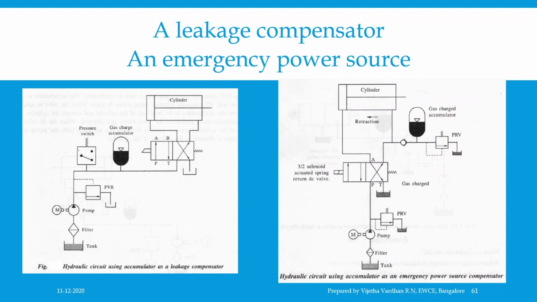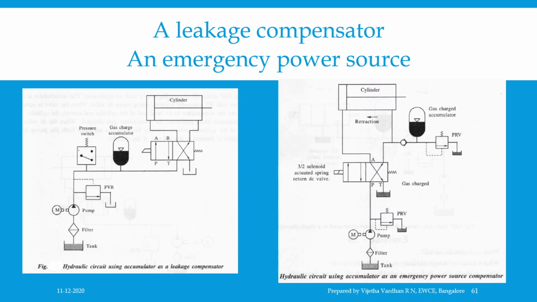Next, we'll discuss one more type of accumulator application, which is the accumulator as an emergency power source. Some hydraulic systems demand the retraction of the cylinder as a safety measure when the normal supply of oil pressure is lost, either due to failure of the pump or because the power supply to the electric motor driving the pump stops suddenly. In such an emergency situation, the accumulator supplies oil and retracts the cylinder.